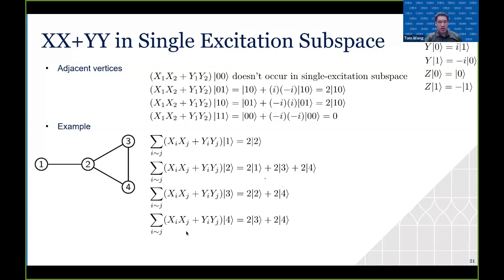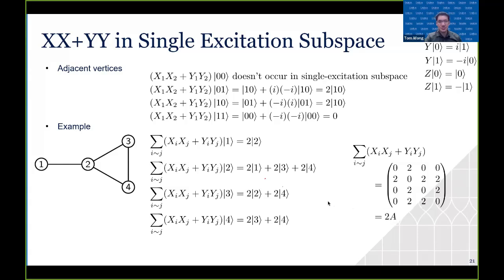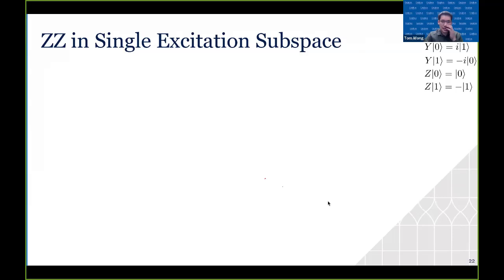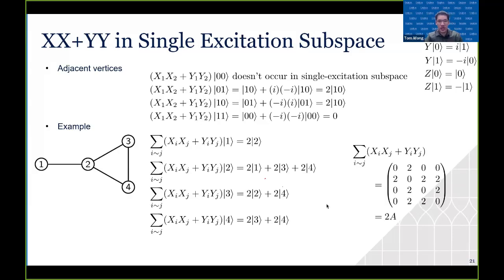And so we can write this operator now as a matrix. And it's going to look like this. And this is exactly 2 times the adjacency matrix. And so the Hamiltonian that we started off with, this is going to become proportional to the adjacency matrix.